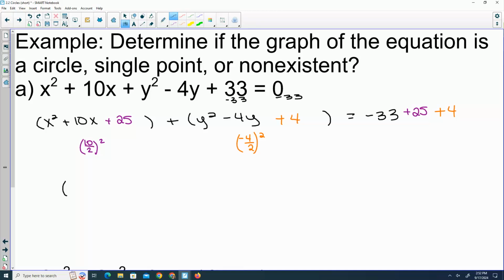All right, x squared plus 10x plus 25. What does that factor into? X plus 5 squared. Y squared minus 4y plus 4. Y minus 2 squared. Over here, negative 33 plus 25 plus 4.